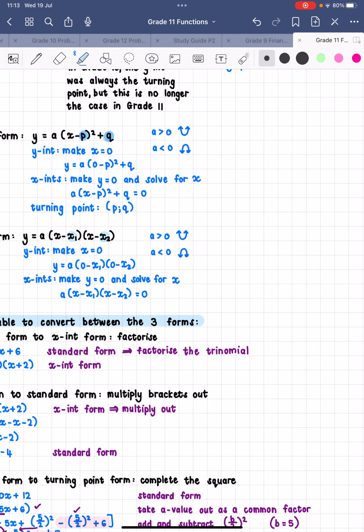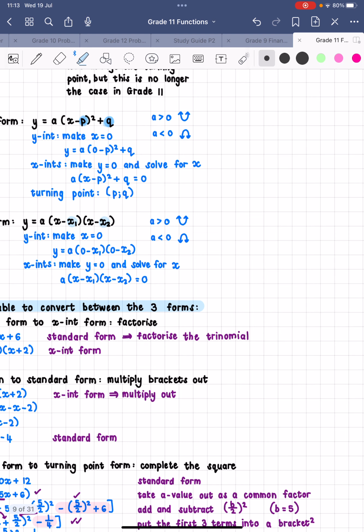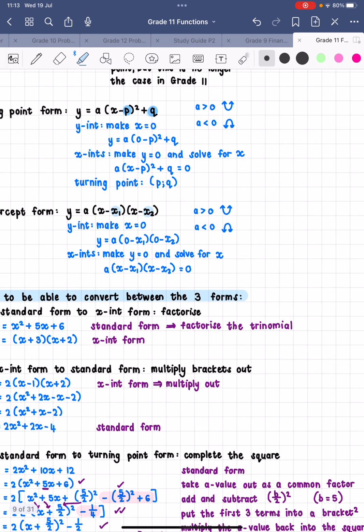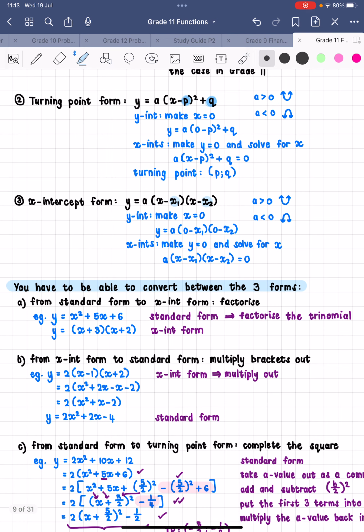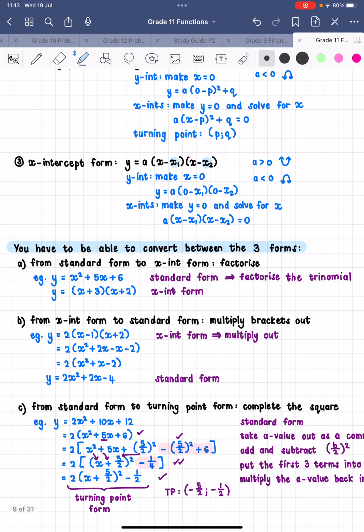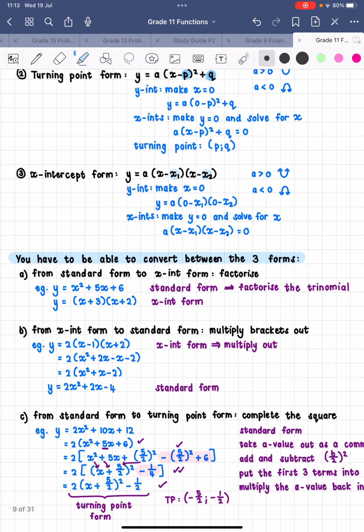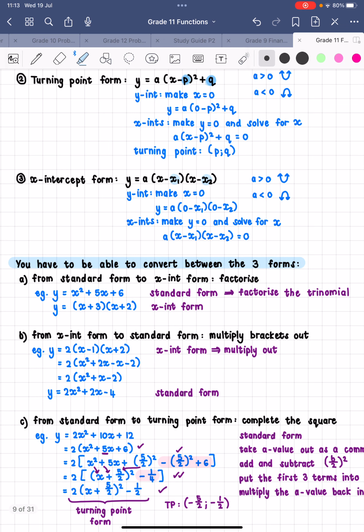Any questions on turning point form? Alright, the next one, x-intercept form. That's what it says on the left there, x-intercept form. Just to show you quickly, the turning point form, I can actually fit all of it in on the page like that. Is anyone still busy with the first stuff with standard form? Okay.